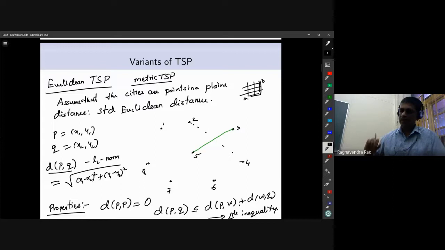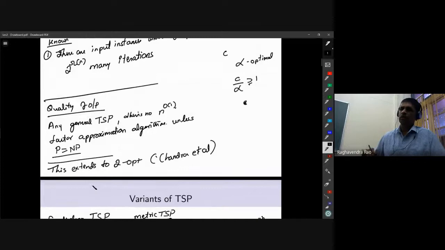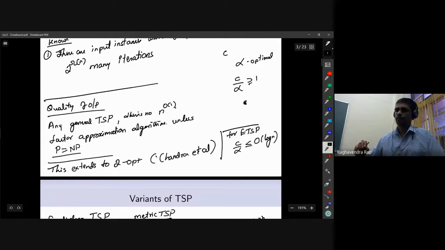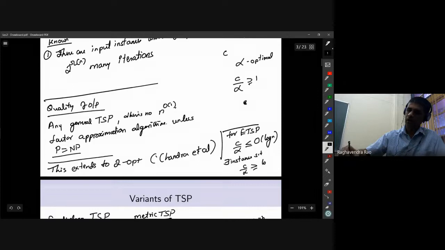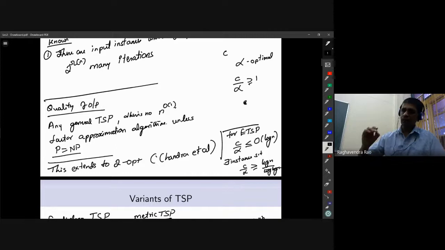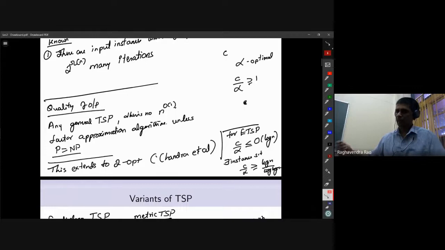Yeah, so what is interesting here is in the same article, Chandra et al. showed that the two-opt algorithm can be guaranteed to give an output where the C by alpha ratio is order of log n. Okay, so in the same article for Euclidean TSP, I'll just write it as ETSP, C by alpha is at most order of log n. And they also proved that there exist instances, infinitely many, such that C by alpha is at least log n by log log n. Okay. So it's good news compared to the general TSP that two-opt itself gives much, much better than polynomial factor approximation. In fact, log n factor. But the bad news is there are worst case instances where this approximation is large.